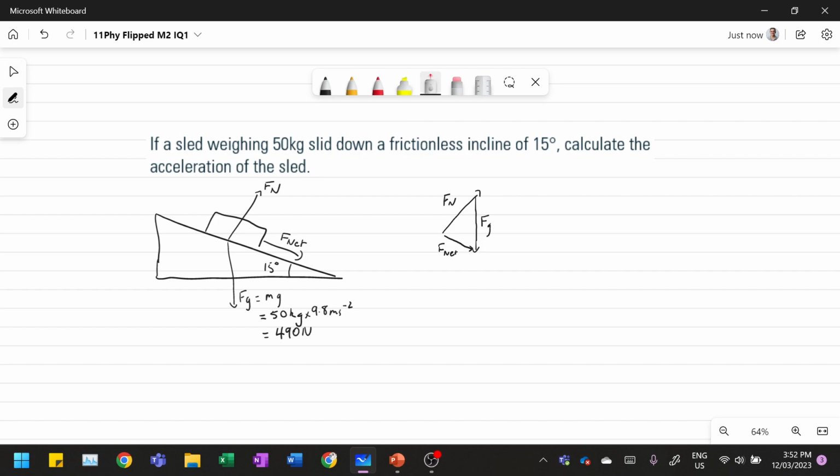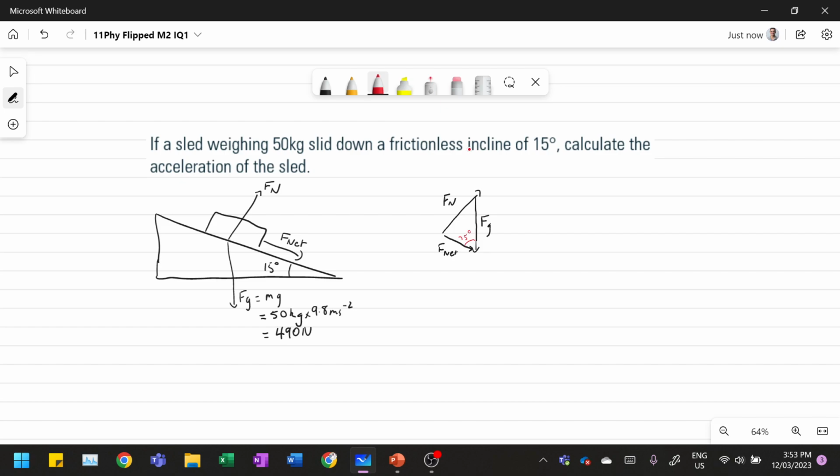Now, something to note here is that the incline and the net force are going to be parallel to each other. That is because the overall force will make the block slide in a parallel direction to that of the incline. Now, because FG is always going to be perpendicular to what we assume is a flat surface that the incline is sitting on, that's going to mean here that this angle is 15 degrees, and the angle inside the triangle is going to be 90 minus 15, which is 75 degrees.